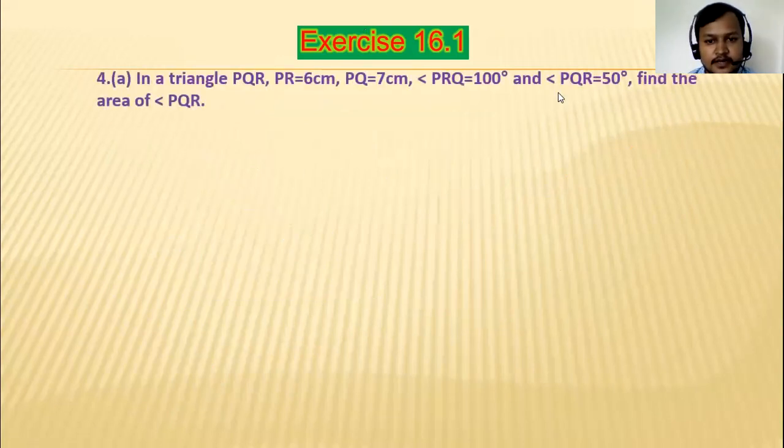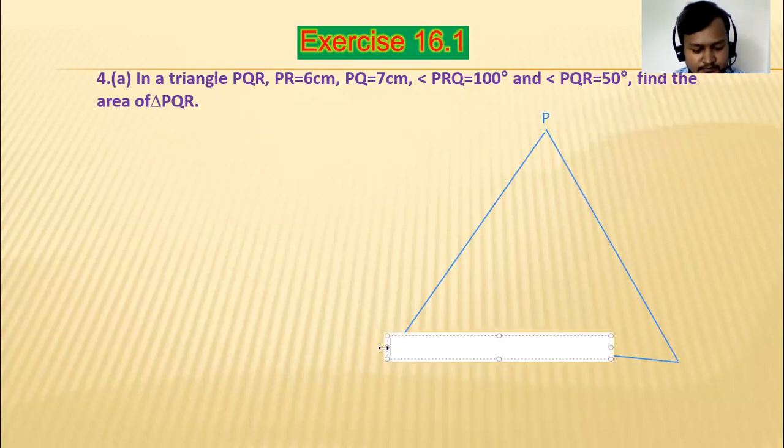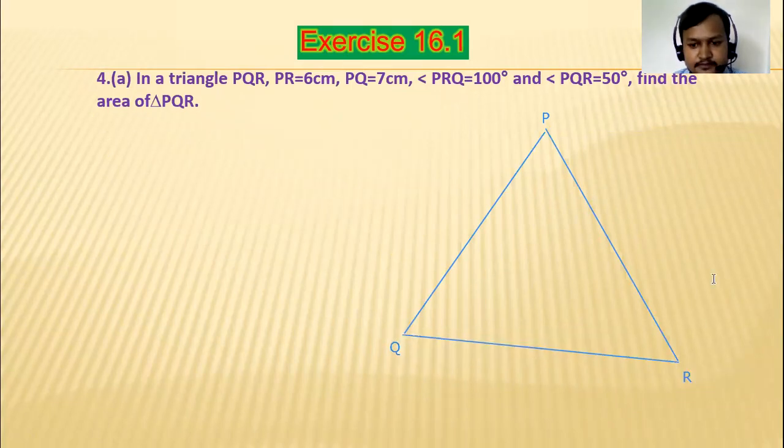Look at question number 4 now. In triangle PQR, PR is equal to 6 centimeter, PQ is equal to 7 centimeter, angle PRQ is equal to 100 degree, angle PQR is equal to 50 degree. Find the area of triangle PQR. So let's draw this triangle here. P, Q, R, which is given to us. PQ is 7 centimeter.